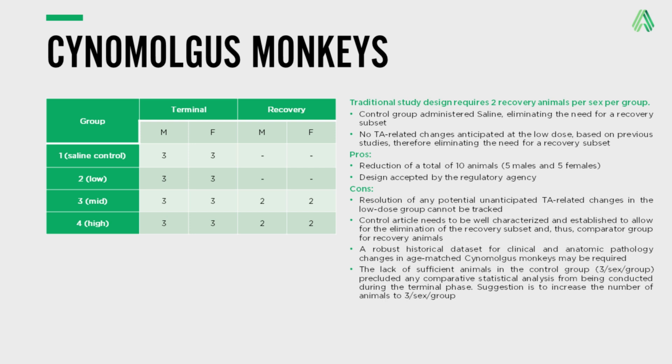The cons here are that if for whatever reason in the new study that you're conducting with maybe a more extensive dosing period, there's a newly developed test article related change that is identified in a low dose group, you would not be able to track it through the recovery period. Also, in this case, the control article was saline, so it is very well characterized, and it's not always the case for the tox studies. So that is a big drawback as well. And to counteract that drawback, a robust historical data set for clinical and anatomic pathology would be invaluable to have for age-matched animals for your data evaluation.